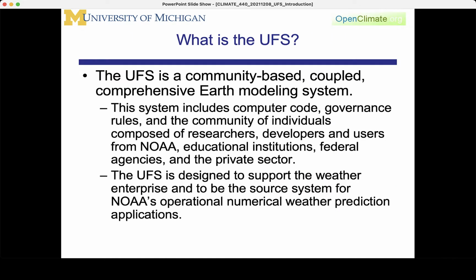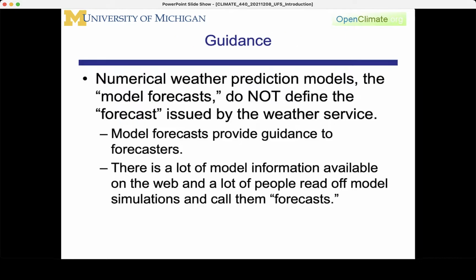So what is the UFS? The UFS is a community-based, coupled, comprehensive Earth modeling system. This system includes the code, governance rules, the community of individuals composed of researchers, developers, and users from NOAA, educational institutions, federal agencies, and the private sector. The UFS is designed to support the weather enterprise and, if successful, to be the source system for NOAA's operational numerical weather prediction applications.